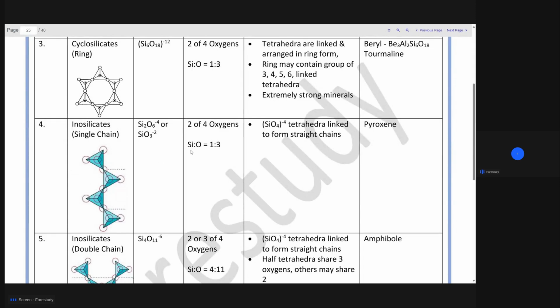The Si to O ratio is 1 is to 3, again the same. Tetrahedra are linked to form straight chains. So 2 out of 4 oxygens are shared, same as in cyclosilicates. An example is pyroxene. Pyroxene is a chain silicate.